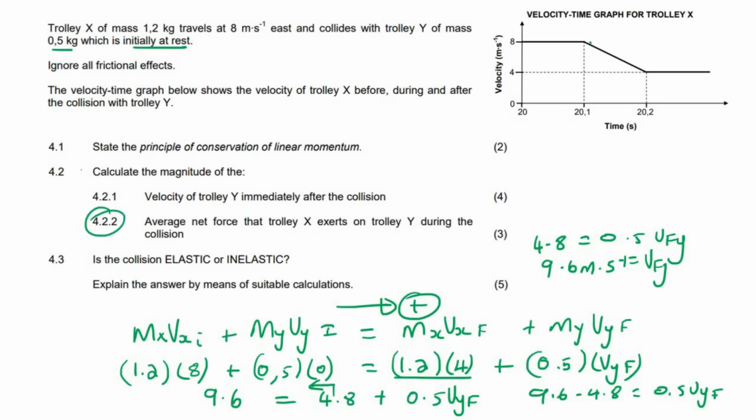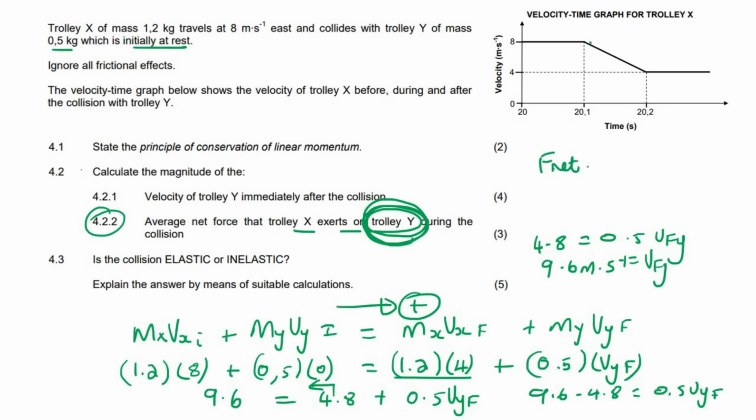This question says, what is the average net force, now listen carefully, that trolley X exerts on trolley Y? Okay, so it doesn't really matter. I mean, if you chose either way, you're going to get the same answer because of Newton's third law. But the correct way is they want to know what is the net force that trolley X exerts on trolley Y. So we're going to use trolley Y's information because we want to know what happened to trolley Y.